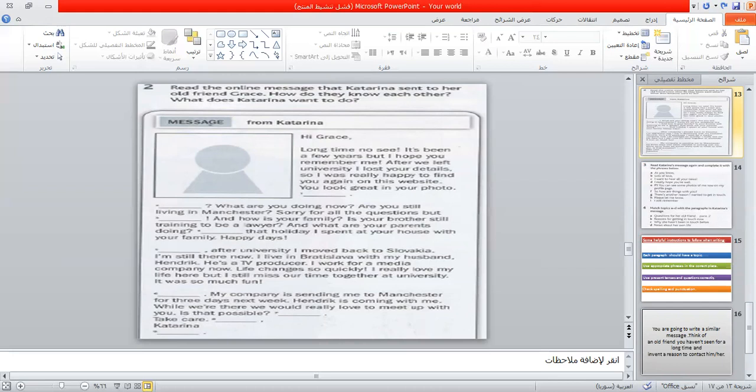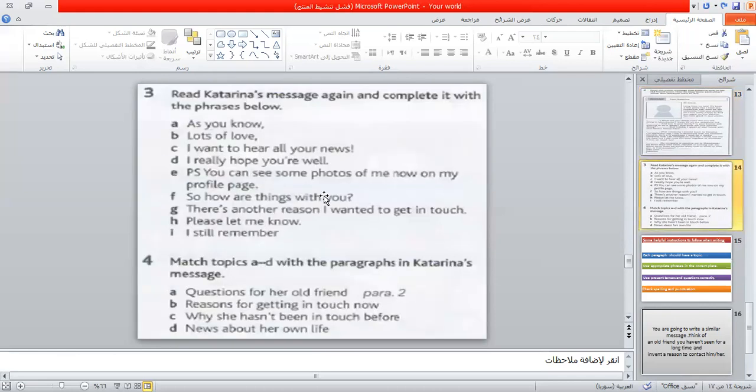This will be an example for them. They will take a look at this message. They will read it for 5 minutes. And then we will go to the next slide after reading it. Here we have 2 questions. We will start with the first one, which has some phrases. We need to put them in the blanks in the message.